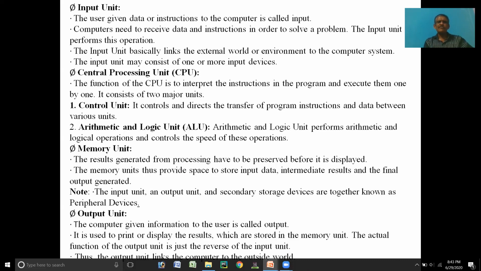The next term you come across is peripheral devices. The input unit, output unit, and secondary storage devices are together called peripheral devices. Then we move on to the third block of the block diagram, that is the output unit.